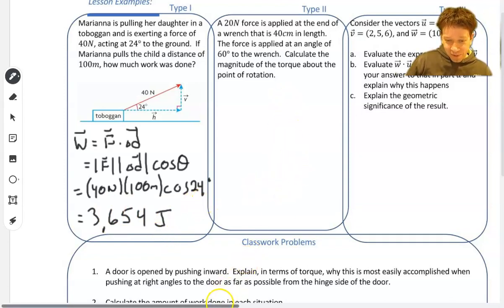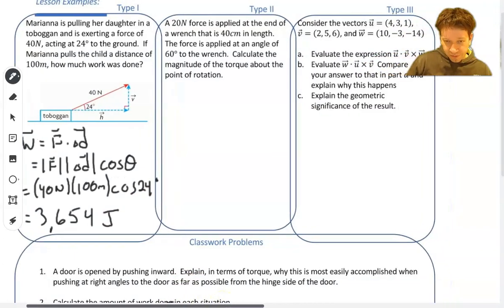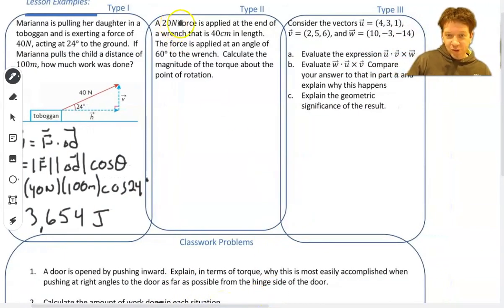Next is an example with torque. So here we have a 20 Newton force applied to the end of a wrench that is 40 centimeters in length. The force is applied at an angle of 60 degrees to the wrench. Calculate the magnitude of the torque about the point of rotation. So torque, I usually write it as this curvy T, which is called tau, and equals R cross F.